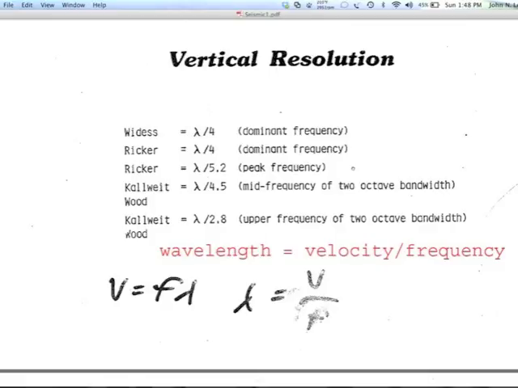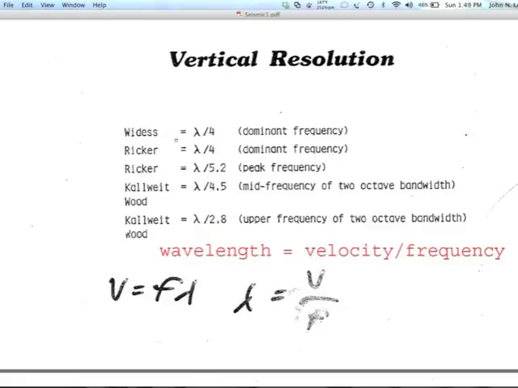So that's in meters. We're going to express our vertical resolution criterion not in terms of time, but in terms of depth difference. And instead of in terms of frequency, we express it in terms of wavelength, right? Because wavelength is in terms of length or depth, whereas frequency is in terms of time. All right.